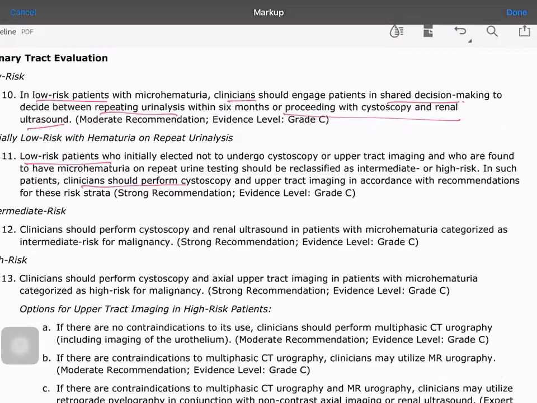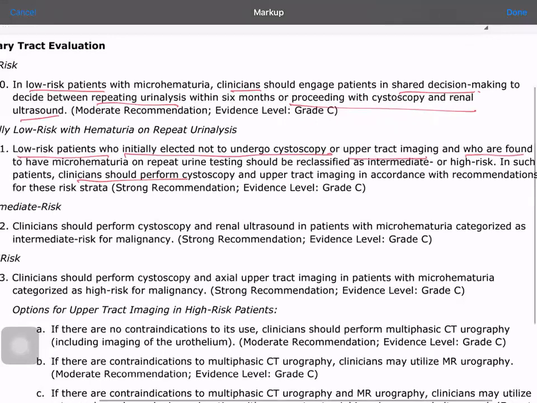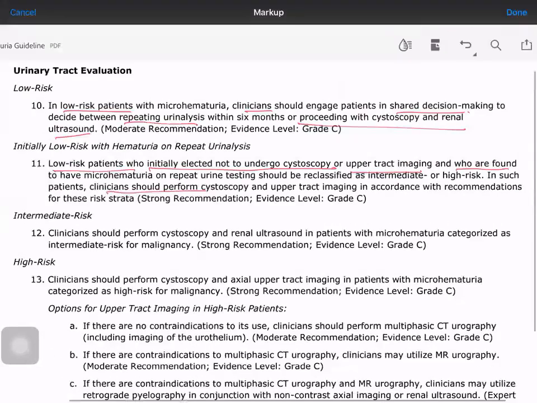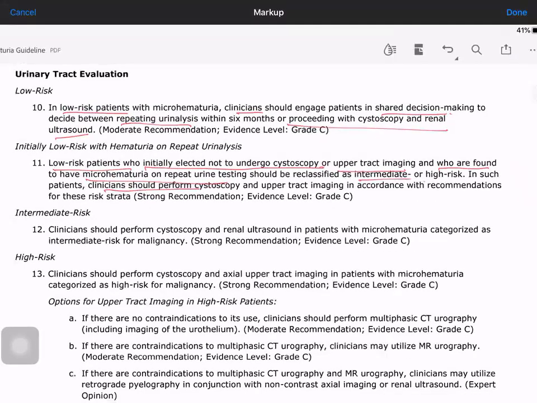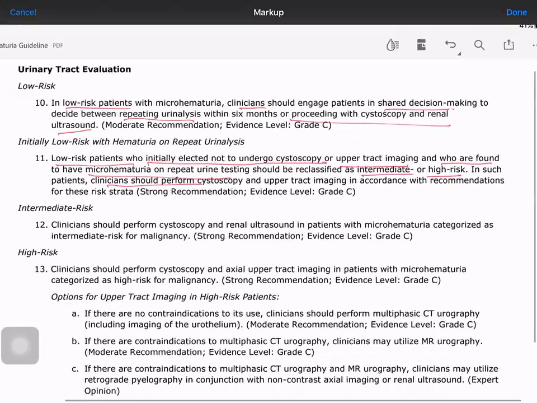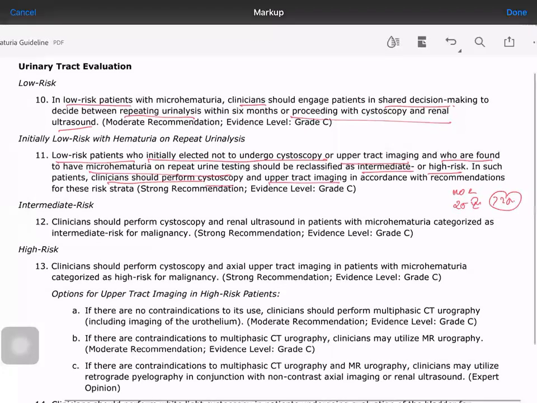For patients who initially did not undergo cystoscopy or urinary tract imaging and were found to have hematuria on repeat urinary testing, that is, the first urine analysis is negative and the repeat test is positive, we have to classify them again as intermediate or high risk according to the number of RBCs that we have discussed. Up to 25 is intermediate risk, and more than 25 is high risk. In such patients, we have to perform cystoscopy or urinary tract imaging.